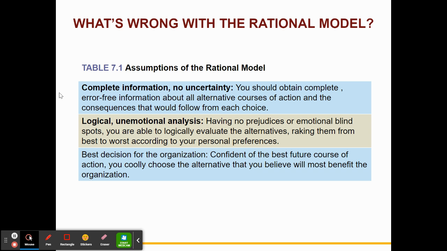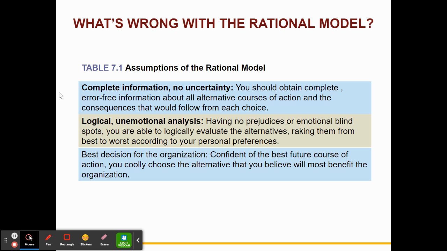And then the third one there, the best decision for the organization. Confident of the best future course of action, you coolly choose the alternative that you believe will most benefit the organization. And again, we don't always do that because it's not necessarily always one, the right decision being made, and two, sometimes these decisions can be made under very stressful situations, and sometimes the ideas are made in the mindset of actually protecting the business in the short term.